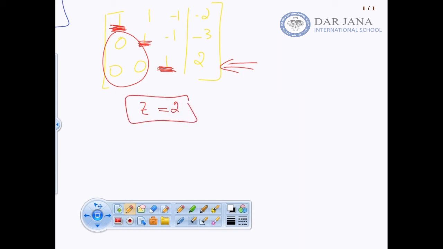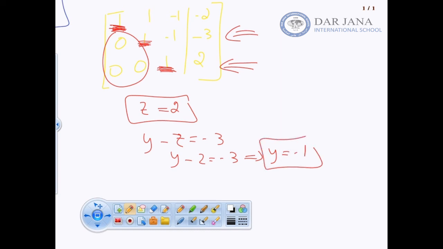Now going to the second row, I can say that y minus z equals negative 3, and I already know that z equals 2. I can solve for y. y minus 2 equals negative 3. That means y equals negative 1.